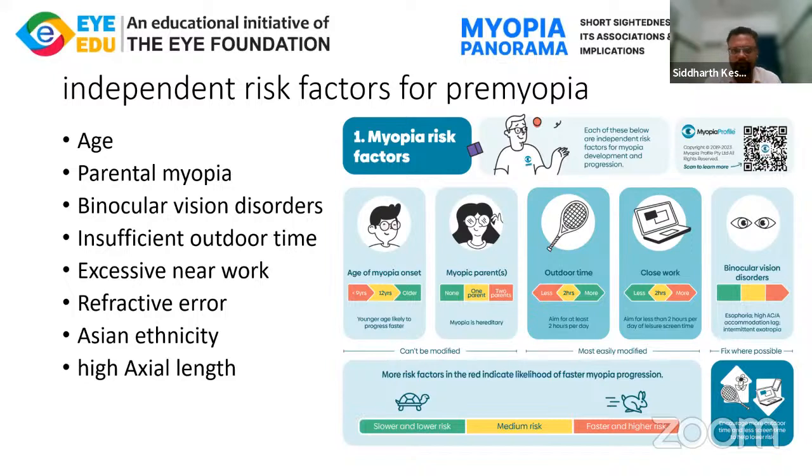So basically, there is a group of factors which predispose a person to myopia. And we want to identify those factors in a child and be on our guard to prevent myopia rather than trying to prevent its progression. So this is a concept which is lately catching on, whether we can actually prevent the onset of myopia rather than trying to prevent the progression of myopia. So let us see one factor at a time.